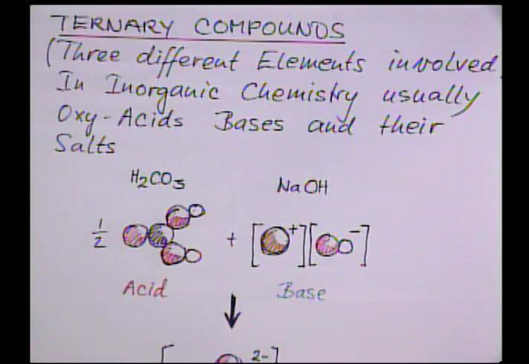And now I think we're ready to go to the ternary compounds. Ternary, as I mentioned before, has 3 different elements involved. In inorganic chemistry, we are usually dealing with the acids, the oxyacids, which are ternary, because, for instance, here we have the specimen of carbonic acid, and this is the structural model for that acid. And what is an acid?